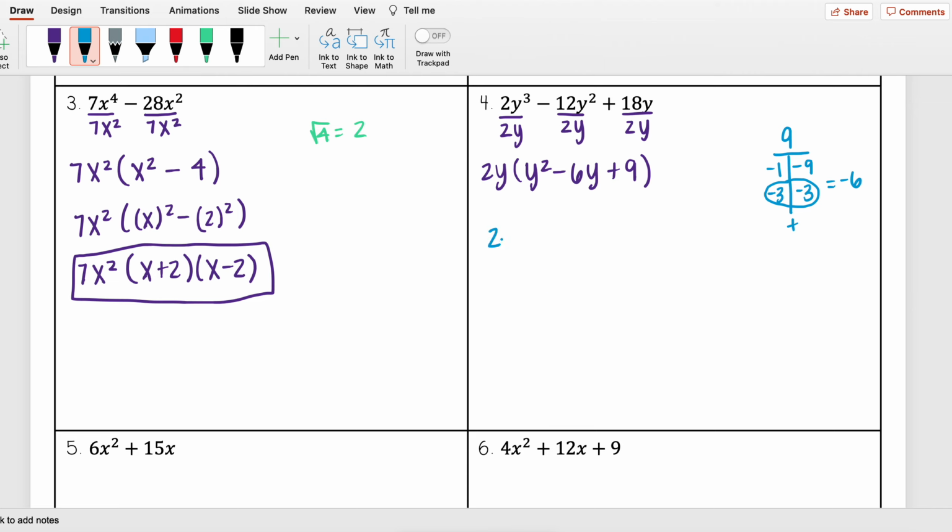And so my answer becomes 2y, because again, remember your GCF needs to be out in the front, and then I have y minus 3 times y minus 3.